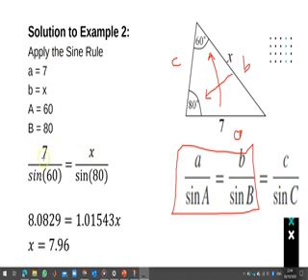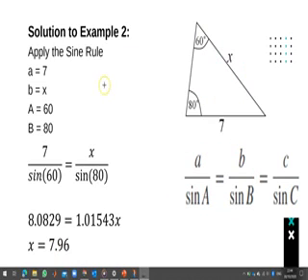So if we take this part, we can substitute to find the value of x. If you simplify your calculations on this side and cross multiply by sine 80 to the other side, you find that x will be equal to 7.96, which means the length of this side, x, is equal to 7.96, and then you are done.